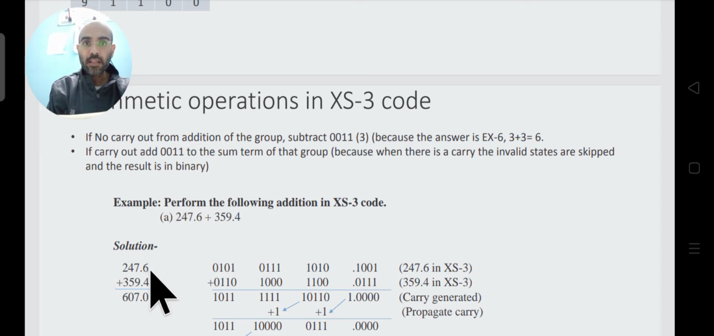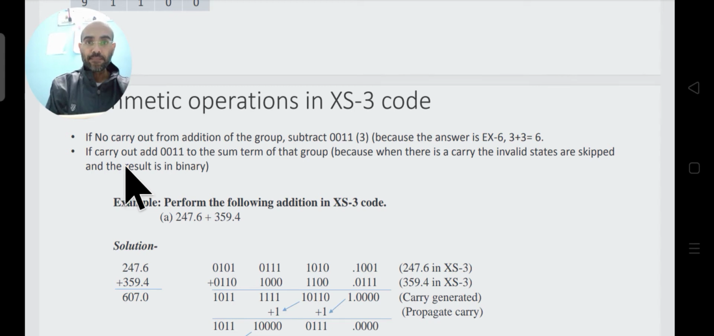Otherwise, if you add two numbers in which an extra 3 is added to each of them, the answer will have an extra 6. But you want the answer to be only 3 more, not 6 more. So if you add them directly, the answer will be 6 more than the correct answer, but you want 3 more than the correct answer. So in excess 3, as no carry is generated, we subtract 3 from it, and this is the reason.